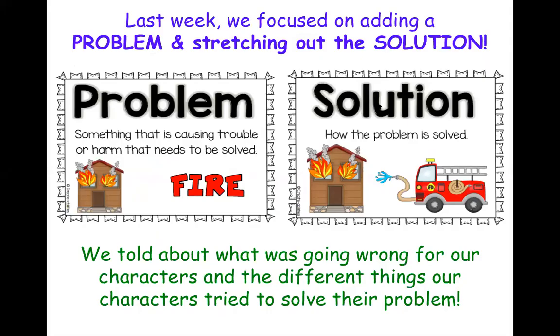All right, friends. So last week, we focused on adding a problem and stretching out the solution in our stories, right? We told about what was going wrong for our characters, and then we also told about all the different things or steps that our characters tried to solve their problem. That's how we stretched out the solution. They didn't just try one thing and then it worked right away. They tried one thing and it didn't work. They tried another thing and it didn't work. And finally, the third thing they tried worked. That's the first step to creating tension in your story. It's stretching out the solution with steps.